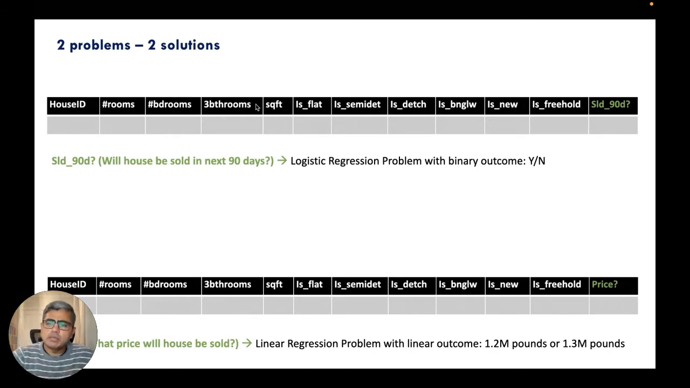Now, let's look at the same data. Let's ask the other question, looking at the other feature. What price will it be sold at? Again, you have the same data: the house ID, the rooms, the number of bedrooms, 3 bathrooms, the kind of square footage you have. Is it a flat? Is it semi-detached? The same variables. But now the question you're asking is, is it going to be sold and for what price? In this case, the price is a continuous number.